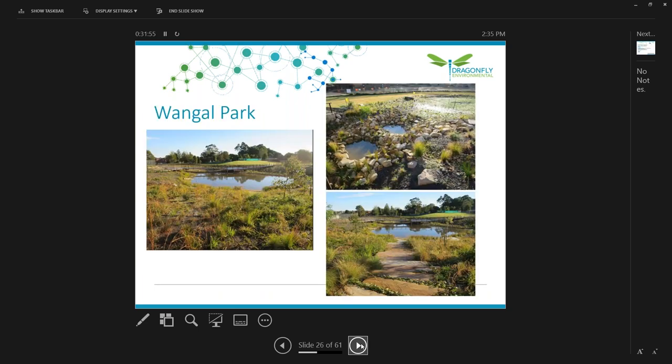We have another one called Wangle Park. And this case study here, the wetland was designed principally by a company called Alluvium. We did a lot of input for the ecology, plant species, and again, the aesthetics, you know, how do people interact with this? So a lot of habitat features in this one, and the use of native plants.